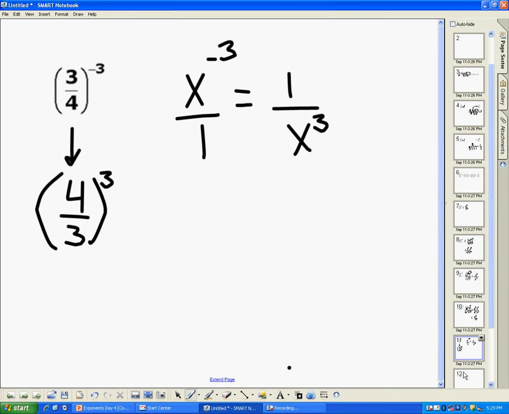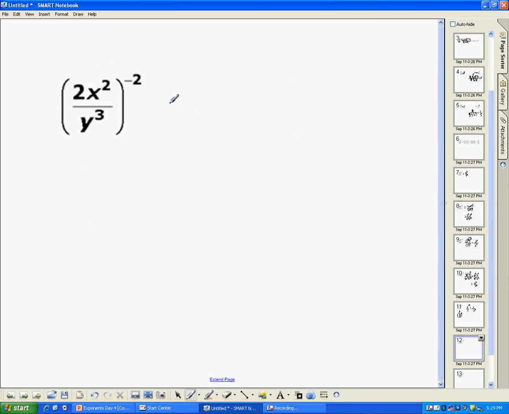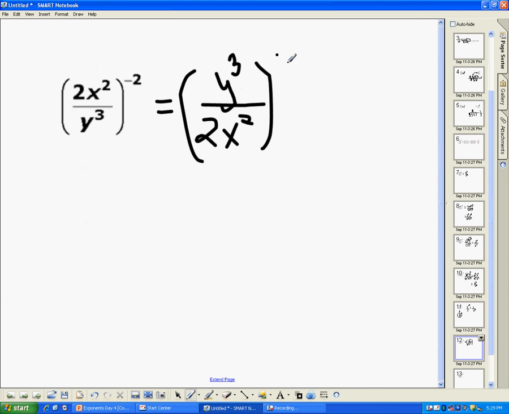I've swapped my numerator and my denominator, and I made my exponent positive. So I can use that to apply it to this. So again, I'm going to swap my numerator and my denominator, bring that down, and then I'm going to square all of this. And so then I'm going to apply those rules where this is squared up top, so this becomes y to the power of 6. This is squared on the bottom, so this becomes 2 squared x to the power of 4. And again, we know that 2 squared simplifies to the 4.